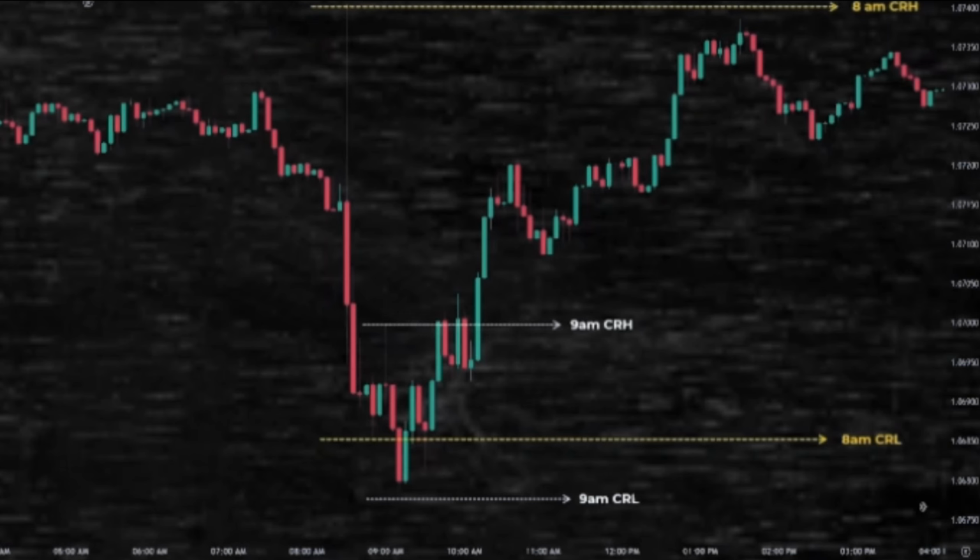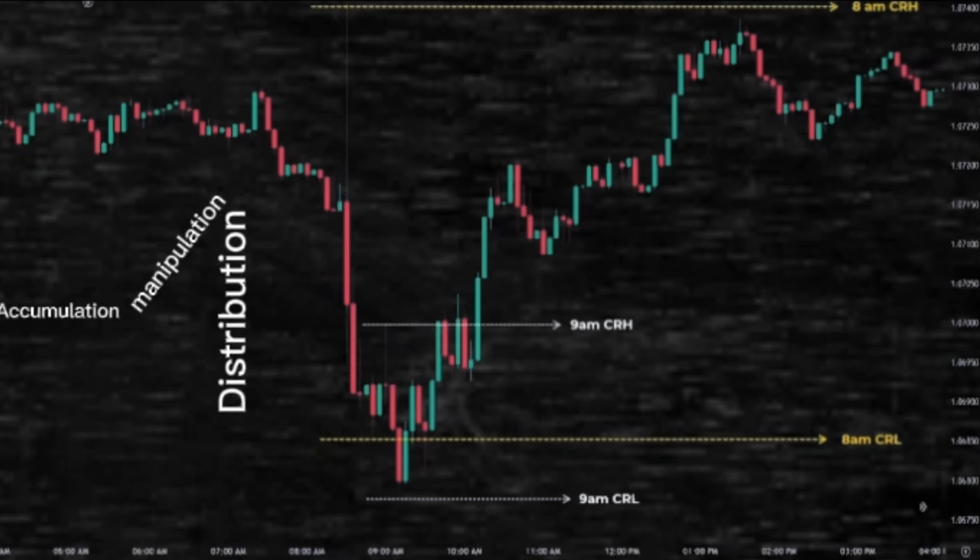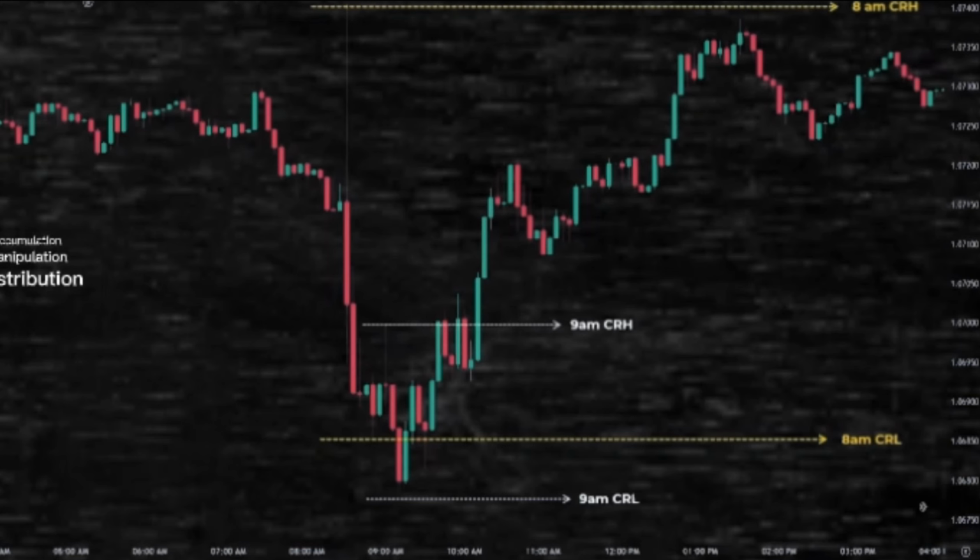Mastering CRT in your trading strategy, candle range theory, is a powerful tool that can help you predict price movements and improve your overall trading strategy. However, like any strategy, it requires practice and patience. The key to mastering CRT is to become familiar with how different time frames and market phases interact with each other. By understanding how the accumulation, manipulation, and distribution phases play out across different sessions and time frames, you'll be able to spot CRT patterns with greater accuracy and confidence.